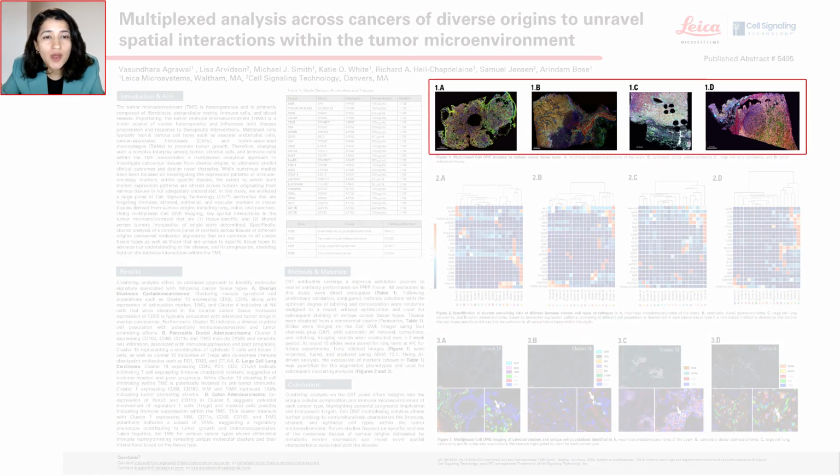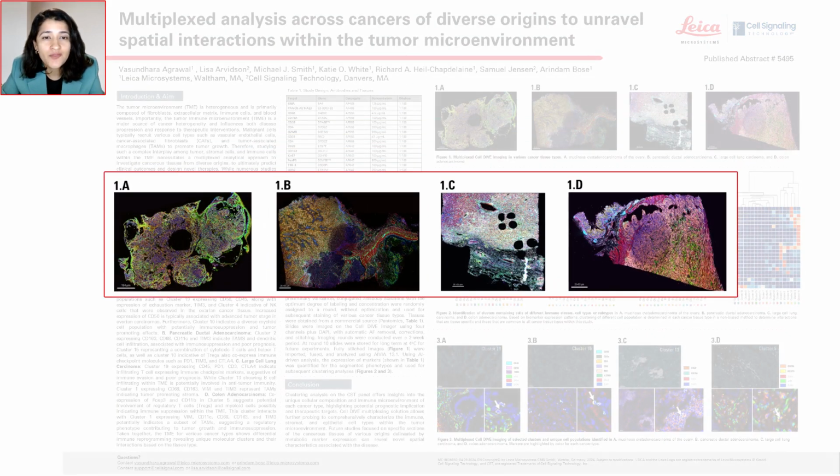If we look at Figure 1, we can see the final multiplex Cell DIVE imaging in 4 cancer tissue types. A shows mucinous cystadenocarcinoma of the ovary. B shows pancreatic ductal adenocarcinoma. C shows large cell lung carcinoma. And D shows colon adenocarcinoma.